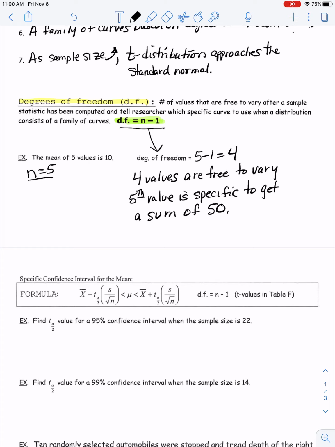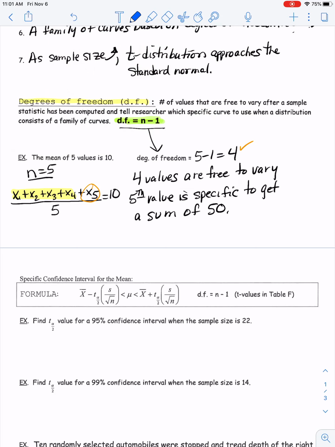Well, if you think about it, the mean of 5 values, so I have 5 values. I'm just going to call them x sub 1, 2, 3, 4, 5, whatever they are. If I divide by 5, I take the average, and I get 10. So the idea is that these 4 could do whatever they want, number. But once they do whatever they're going to do, that 5th one is locked in. So 4 can go out and run around town, but the 5th one has to do something specific so that our average works out. Okay, that's degrees of freedom.